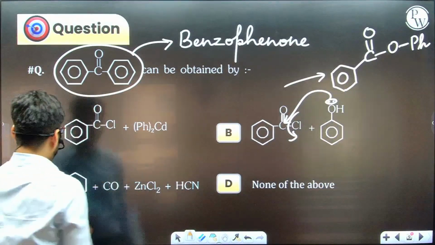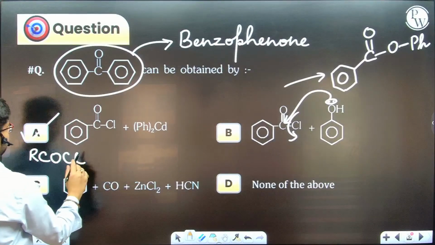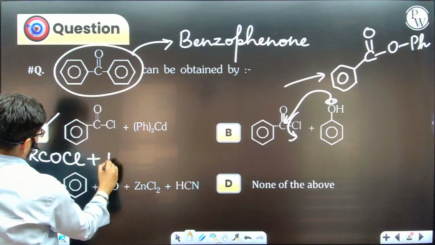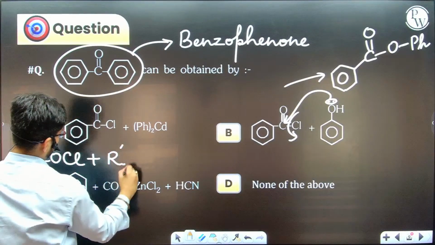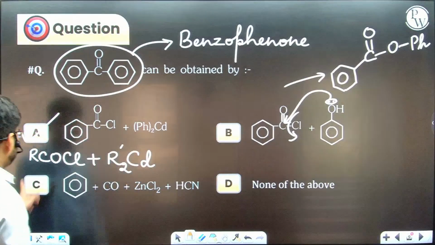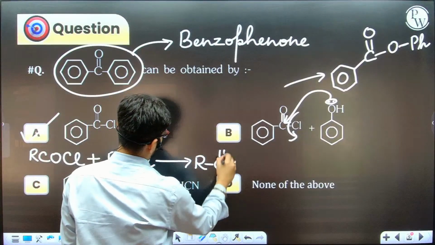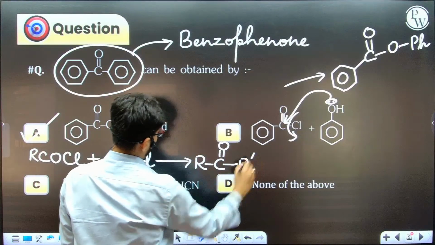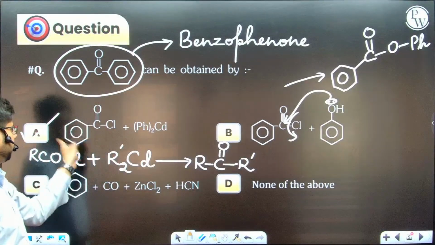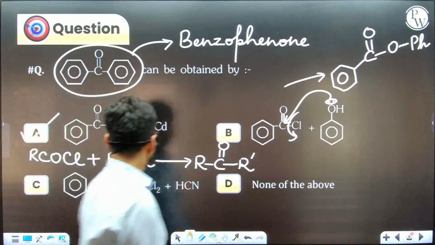Now what is this A? In detail I will write. This is RCOCl plus dialkyl cadmium. So from here you get RCOR'. But in this case, R and R' are the same because Ph also means this phenyl ring itself, right? Hence A is the answer.